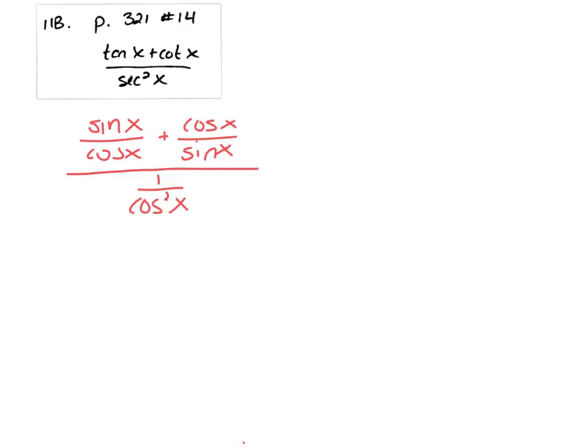Okay, so now I have a complex fraction. My favorite way to deal with a complex fraction is to multiply through by the lowest common denominator over the lowest common denominator. In this case, it's going to be cosine squared of x, sine x, over 1.